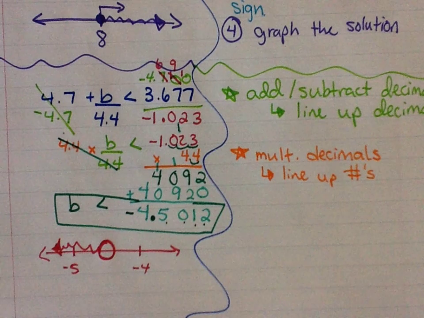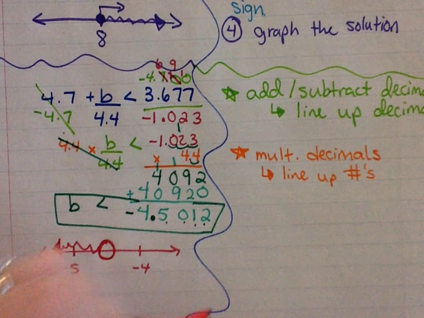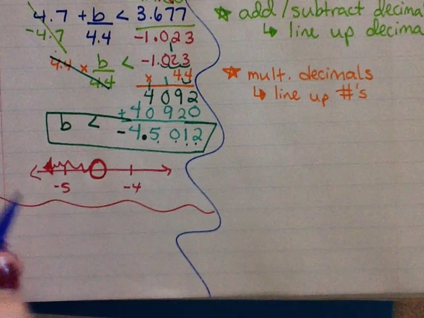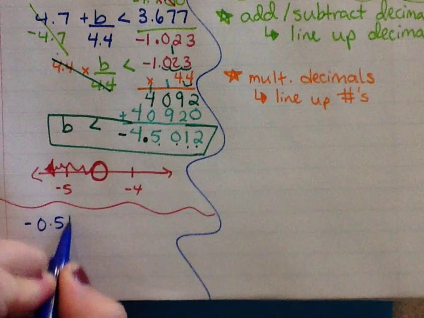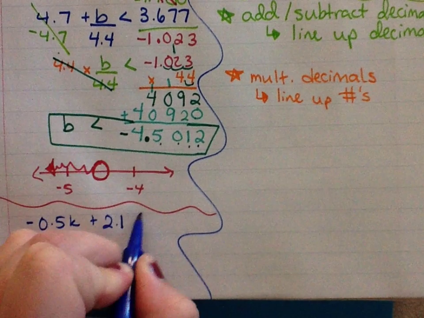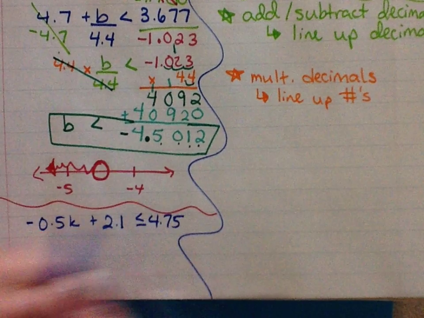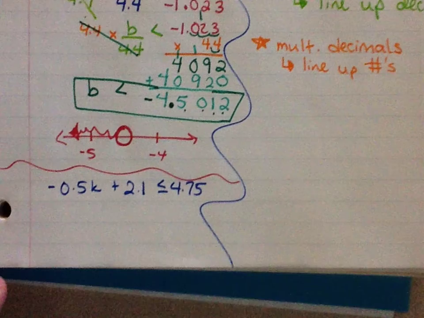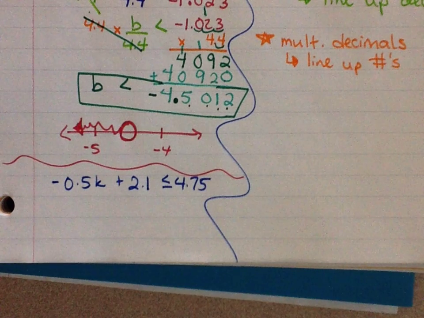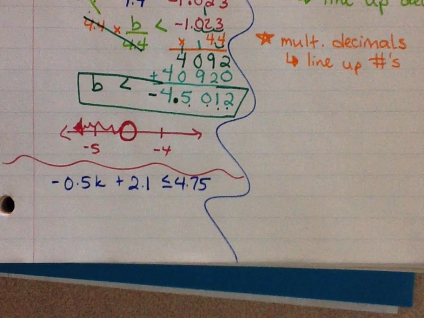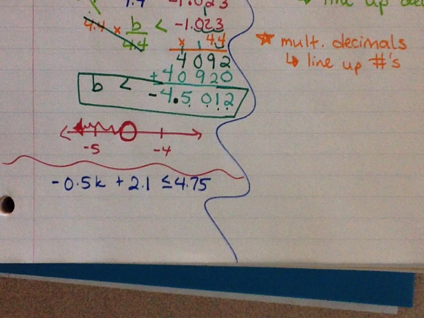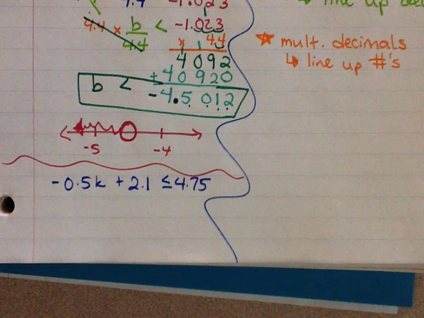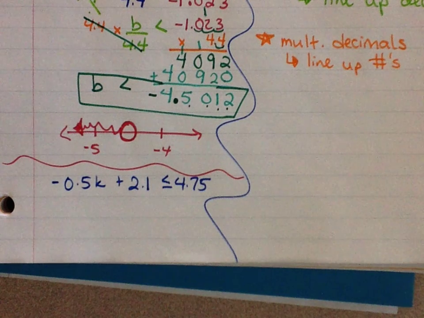Okay, let's look at another one here. What if I had negative 0.5k plus 2.1 is less than or equal to 4.75? Are my steps the same? Yep, they're pretty similar.